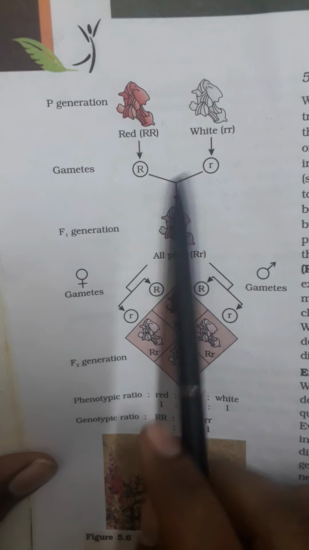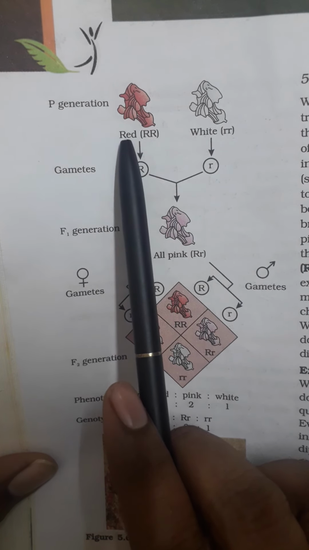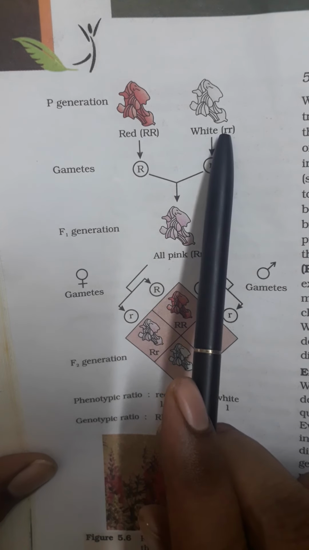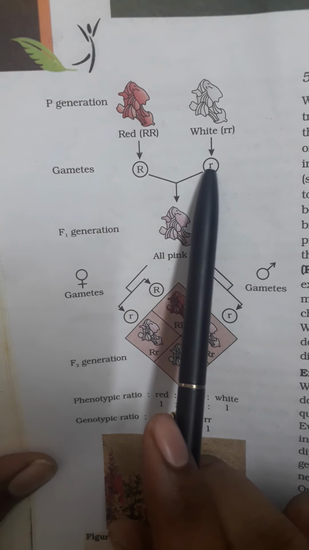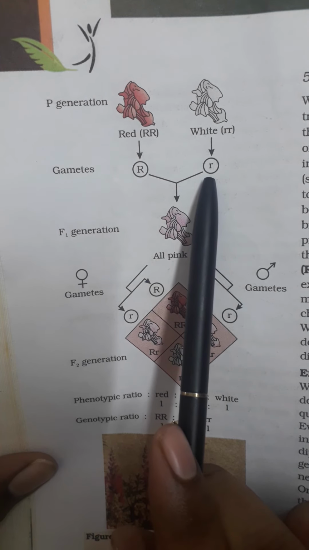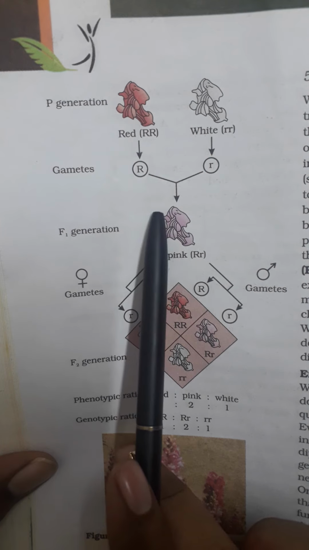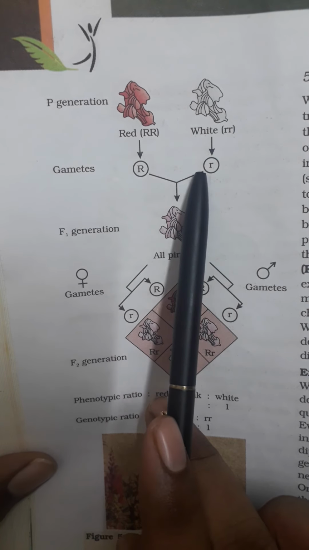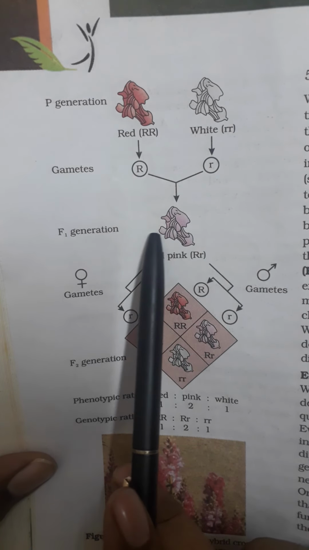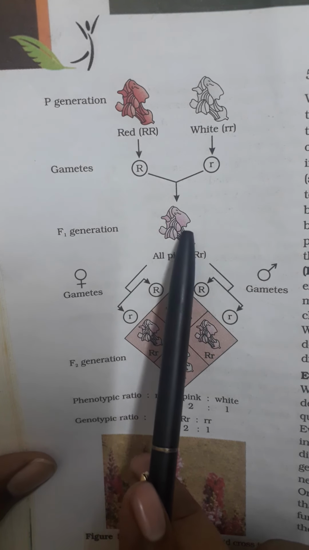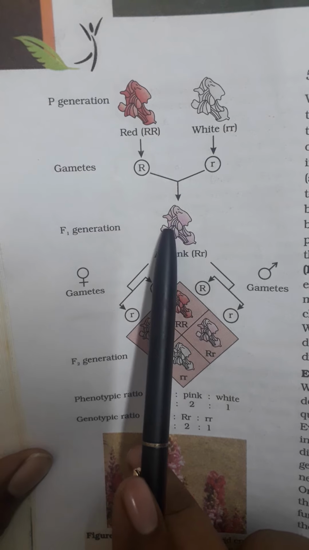The red flowered plant produces one type of gamete, that's capital R. The white flowered snapdragon plant produces one type of gamete, that's small r. Now the gametes are fused in the fertilization process. The capital R containing gamete fuses with the small r containing gamete to form the F1 progeny. The F1 progeny produces pink color flowers.